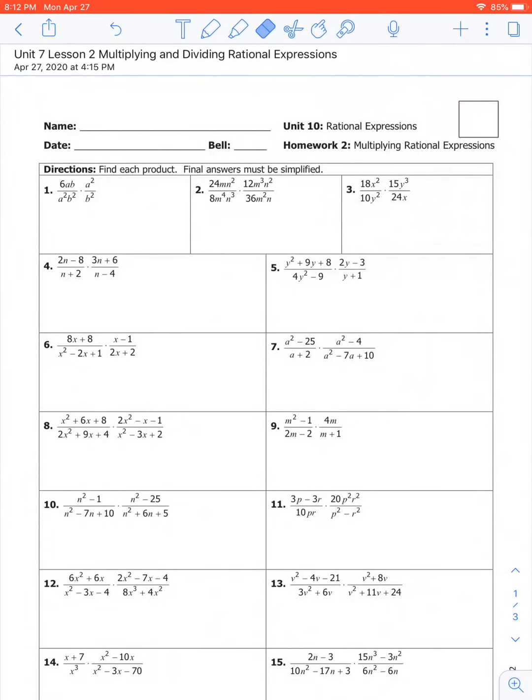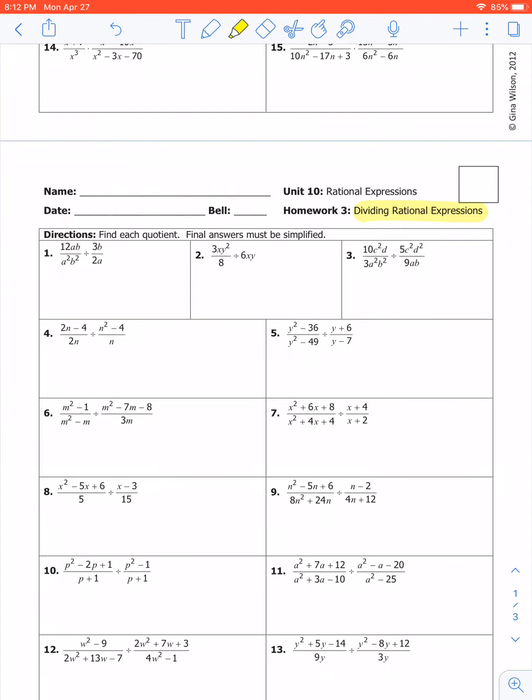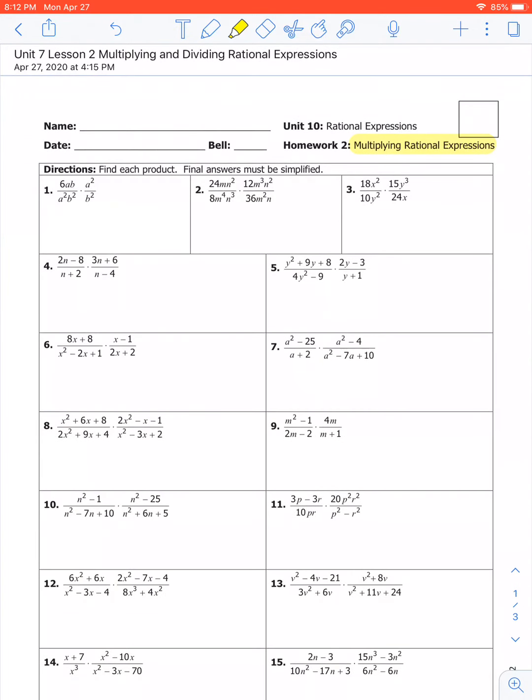Welcome, and this is your last new lesson of the semester. The good news is it's not much more difficult than the last lesson. Problems are just slightly longer because we'll be learning how to multiply rational expressions and how to divide rational expressions. So what I'm showing you right now is your homework.